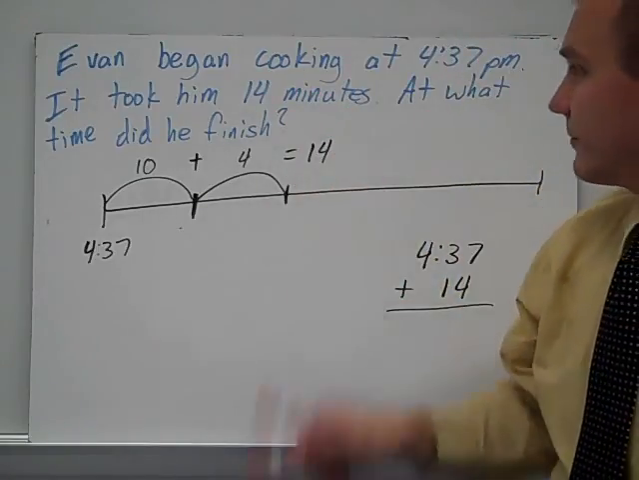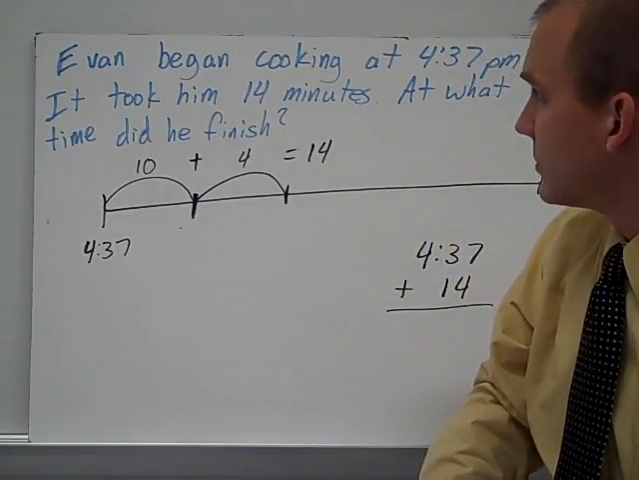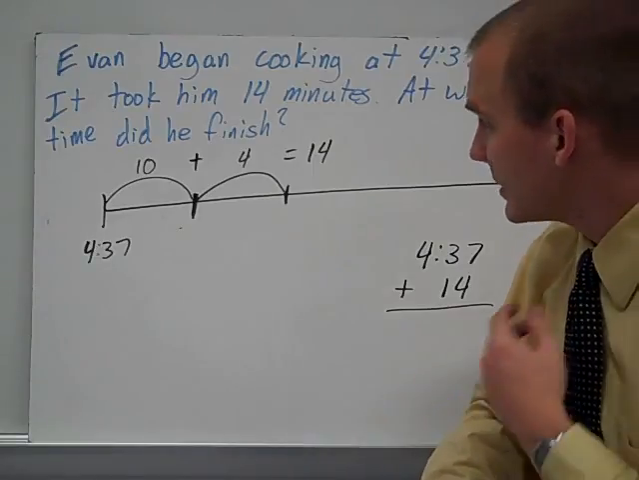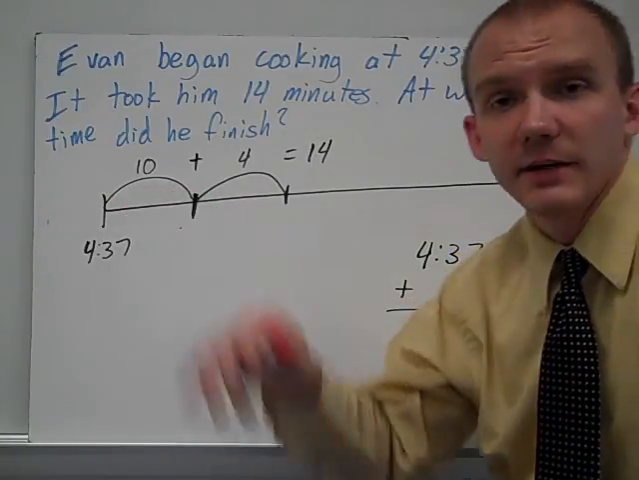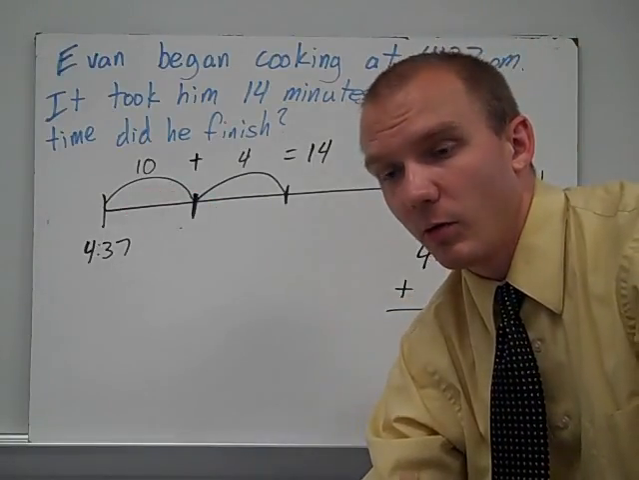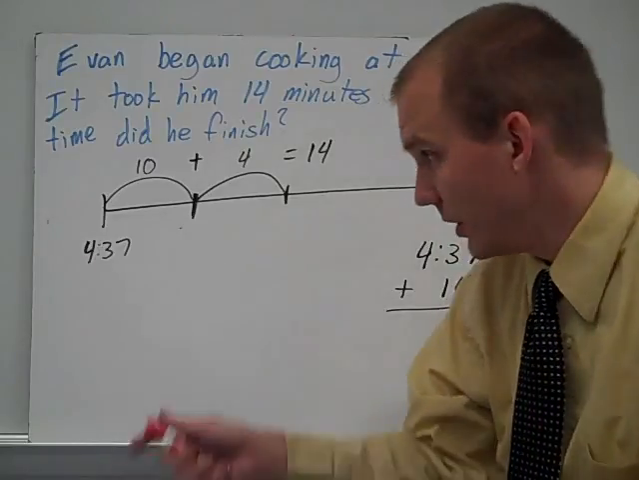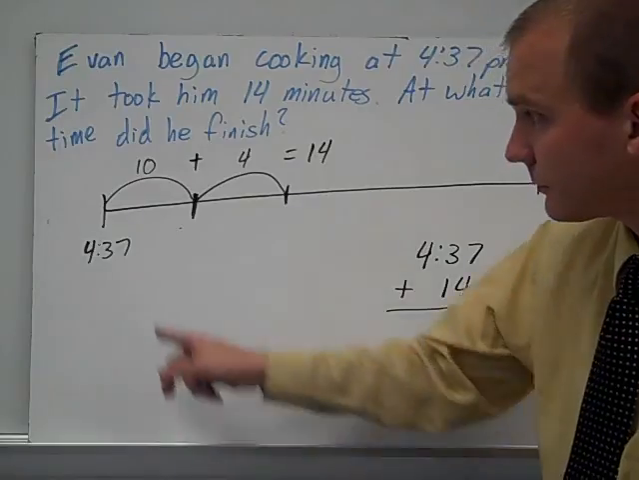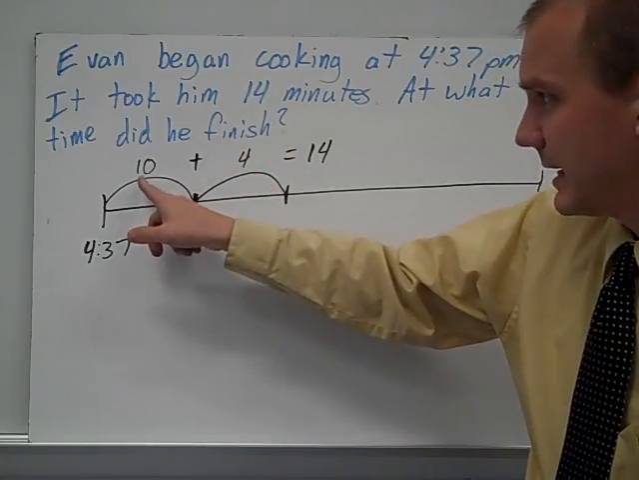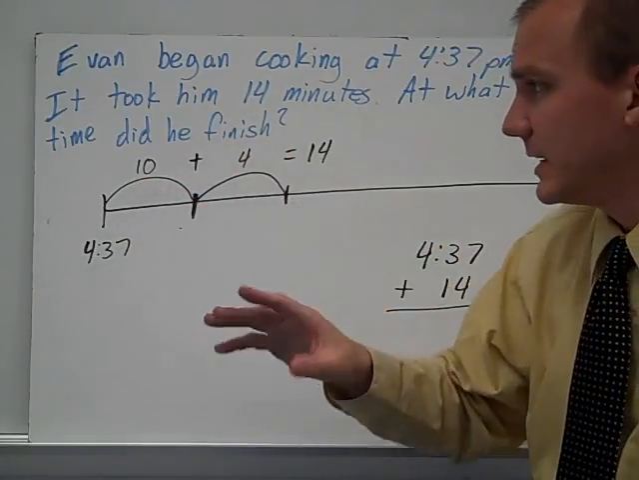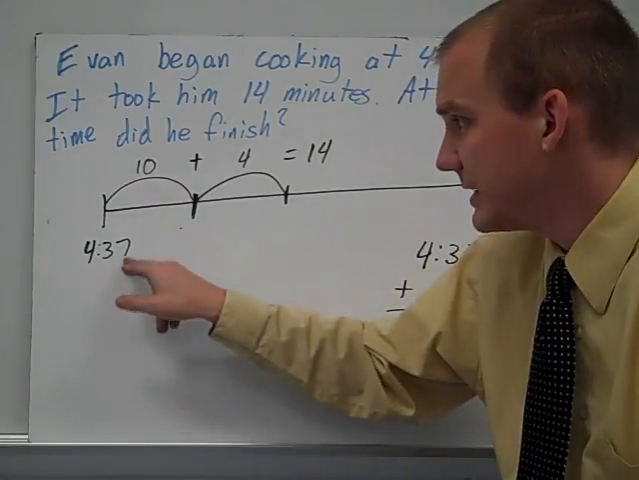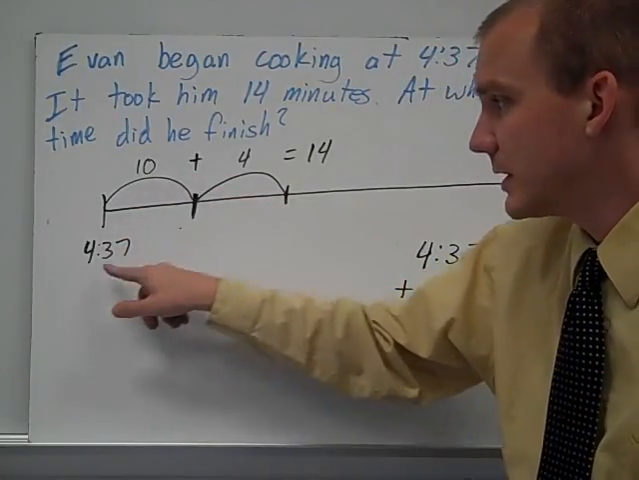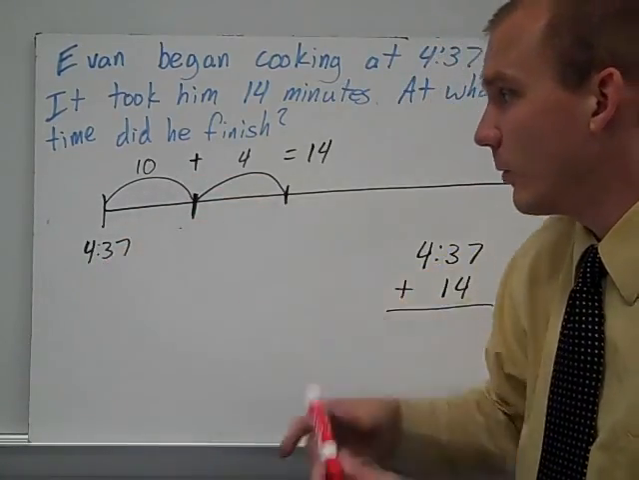Evan began cooking at 4:37 p.m. It took him 14 minutes. At what time did he finish? So this one's different. It gives you the start time, and you have to figure out when it ended. So you know he started at 4:37 and it took him 14 minutes. I first think of that as 10 plus 4, because it's a little easier to count in 10. So I start at 4:37 and go forward 10 minutes, which would be 37, 10 more, 47.